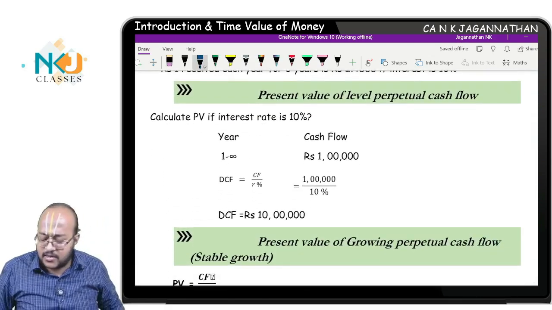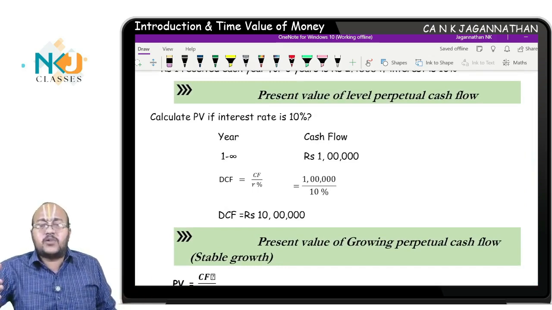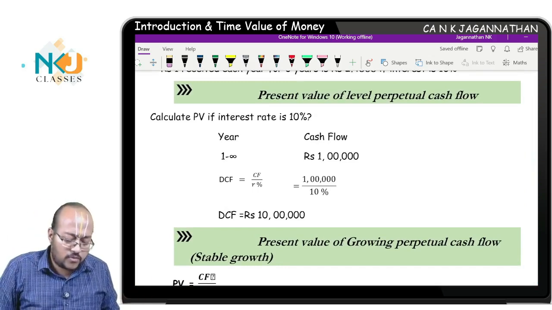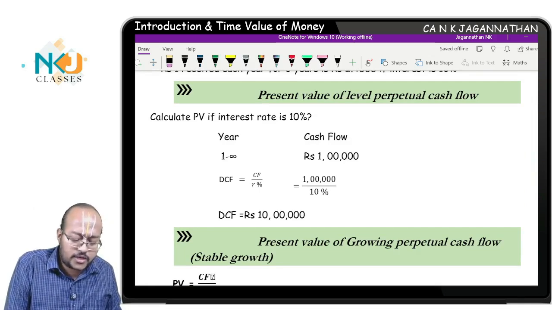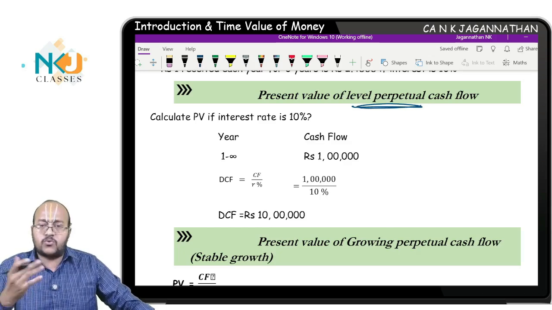I'm briefly discussing. In the regular batch, we will discuss all this in detail, but not here. We will quickly move on. Say, present value of level perpetuity cash flow. What is this perpetual cash flow? Now, you already know that.